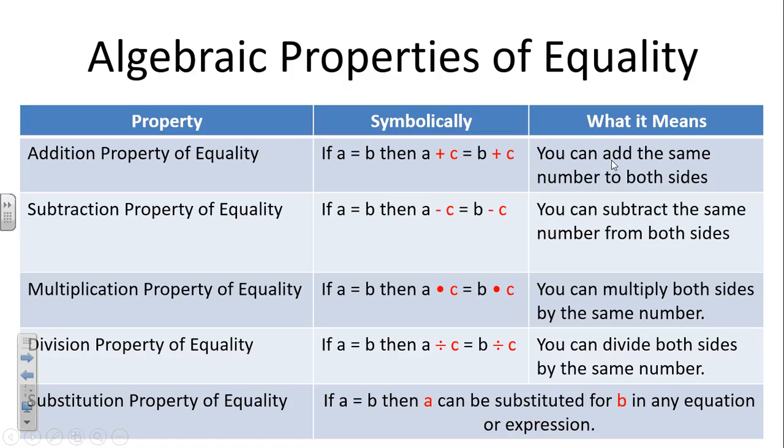Our third property is the multiplication property of equality, which means that if we have a equals b again, then we can multiply the same number c times both b and a, and our equation will still work. We can multiply both sides by the same number.